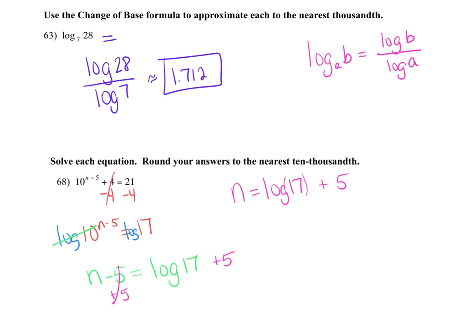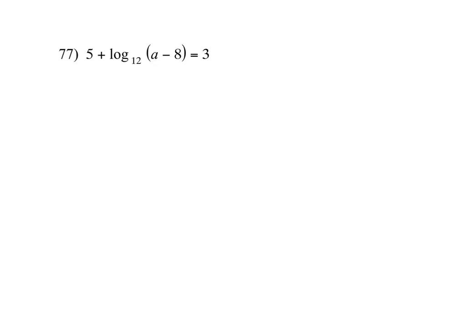It says round to the nearest 10,000th. That is 4 decimal places. So this is going to be approximately 6.2304. So this is conceptually the same thing.